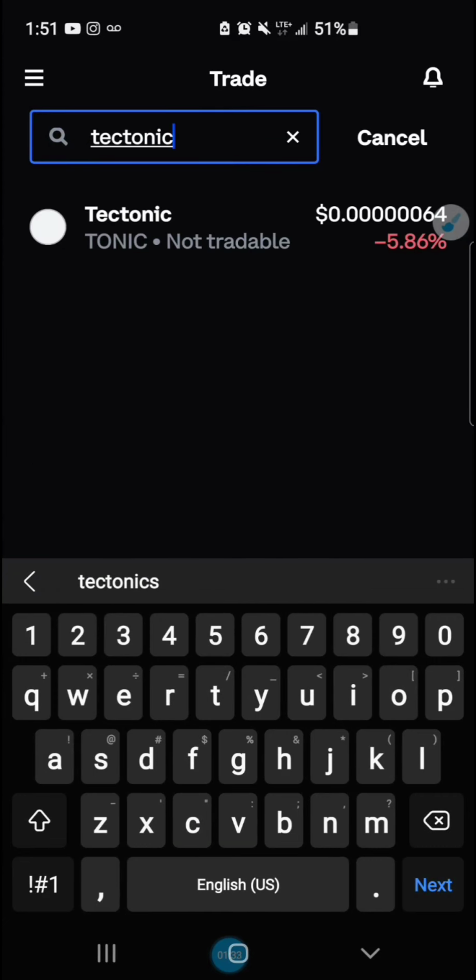Right now, this coin is not available on Coinbase as yet, but you can get this coin on the crypto.com DeFi wallet. And there's a video on my channel explaining how to buy that coin. So this is the coin, guys. This coin is called Tectonic. So let's look at the current price for this coin today, guys.